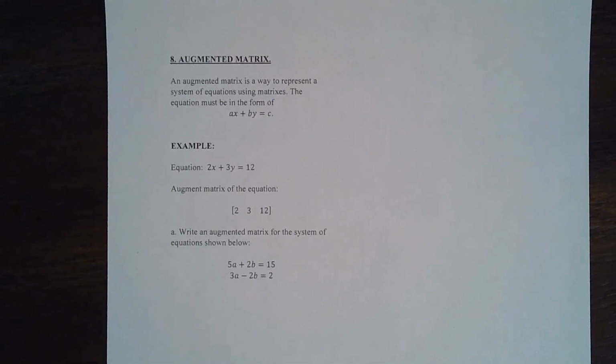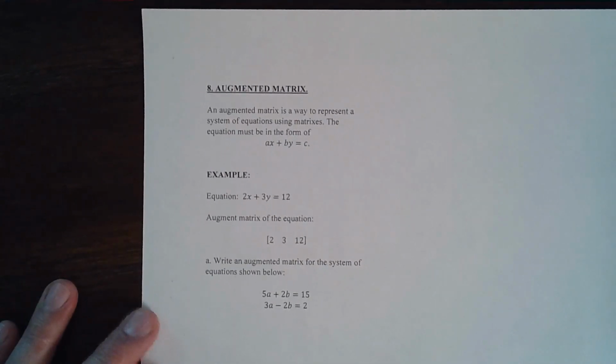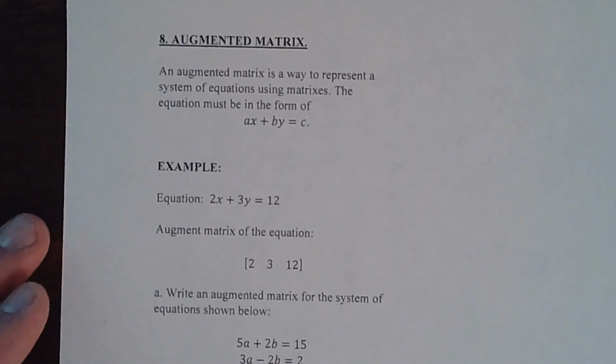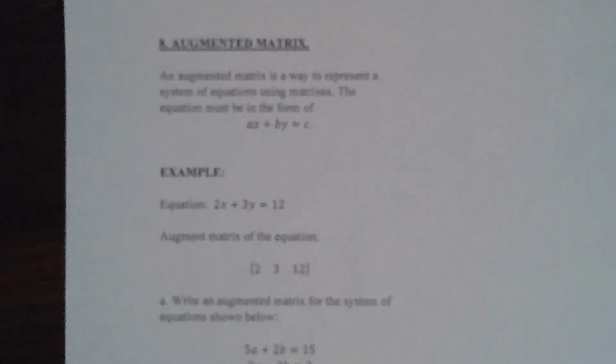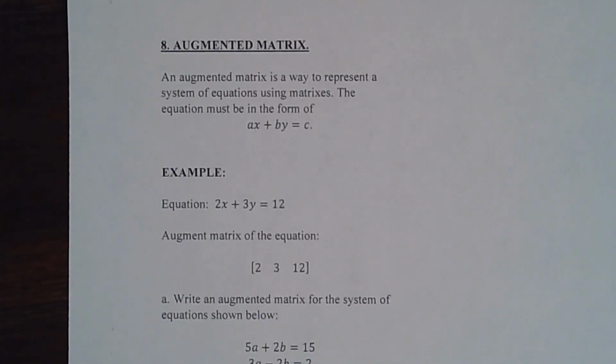Let's go on to page 4 now and take a look at the final topic here, topic number 8, creating an augmented matrix. Really easy. An augmented matrix is a way to represent a system of equations using matrices. The equation that we're working with has to be in the form of ax plus by equals c, or you can have more variables, but this has got to be in standard form where each of your terms with a variable in it is on the left, each of your monomials is on the left, and then the constant by itself is to the right of the equal sign.